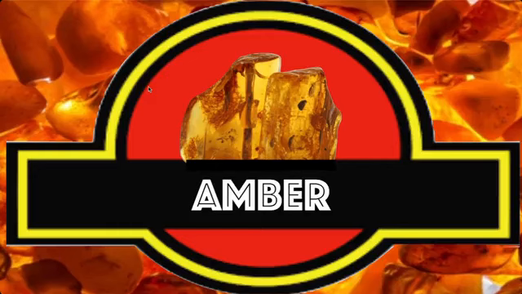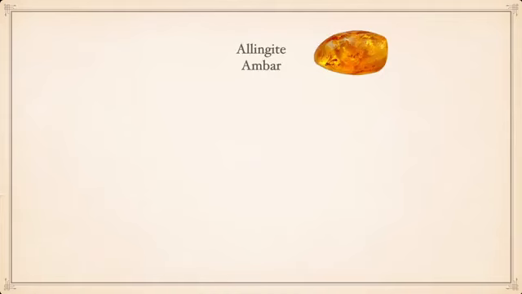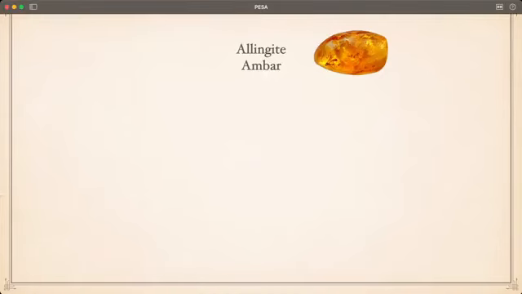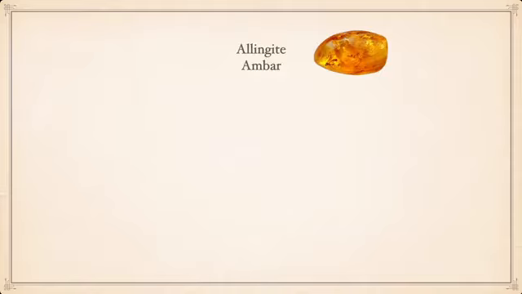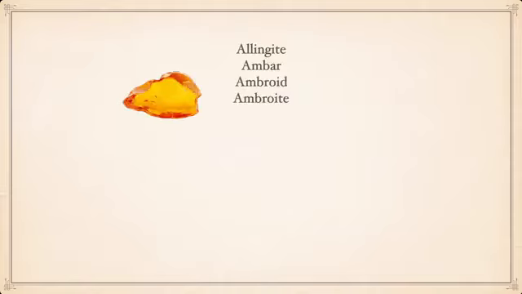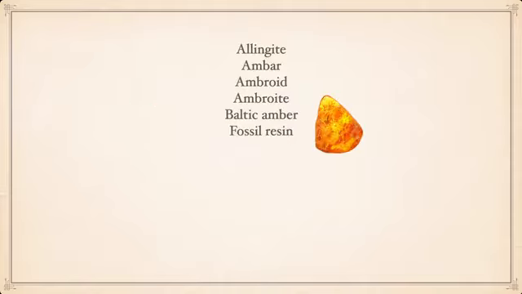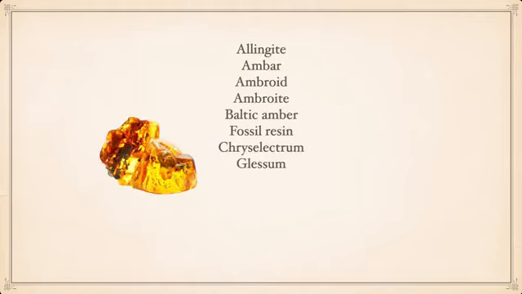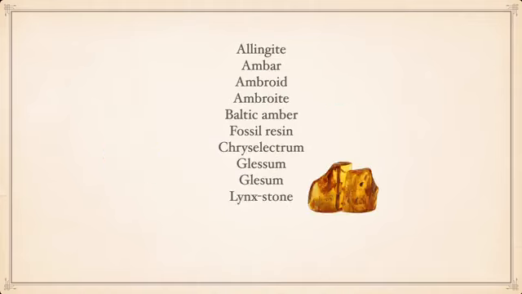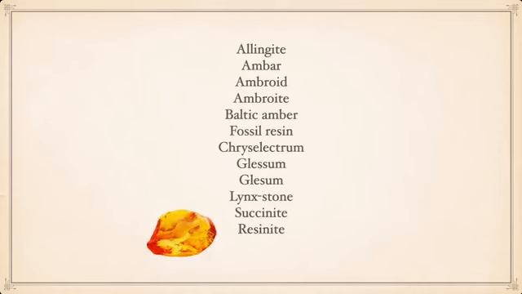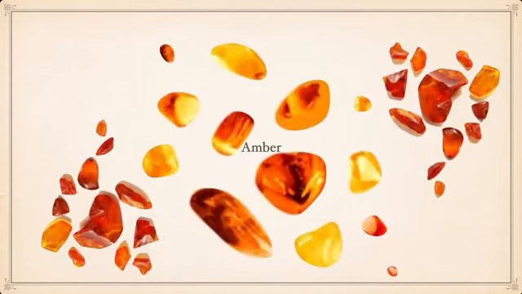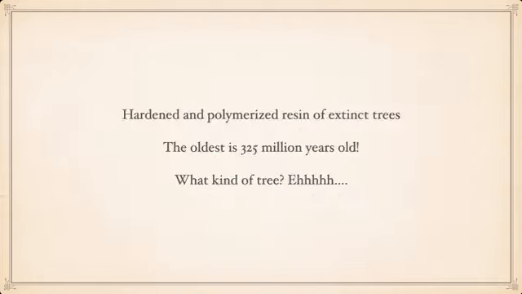So, really, boss, John Williams intro music or not? Here we go for one of the most, in many ways, misunderstood and still quite famous substances out there. Now, it goes by many names. There's alangite, ambar rather, ambroid, ambroite, Baltic amber, fossil resin, chrysolectrum, glissum, lingstone, succinite, resinite, and altogether they're still amber.